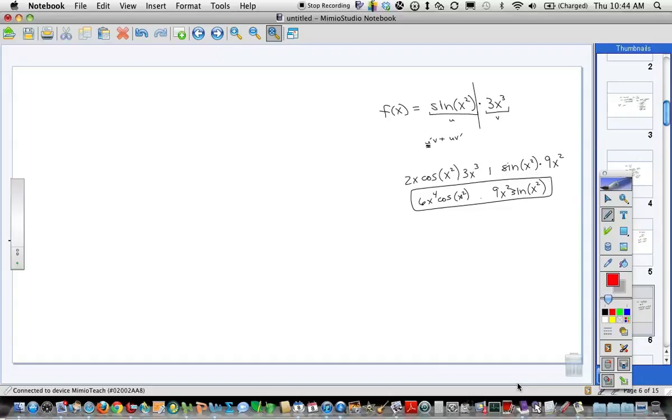Okay? Yeah, you can take out a 3x squared, but it doesn't do anything for you. It doesn't allow you to cancel anything or anything like that. All right? And there is a plus sign in between those. All right.